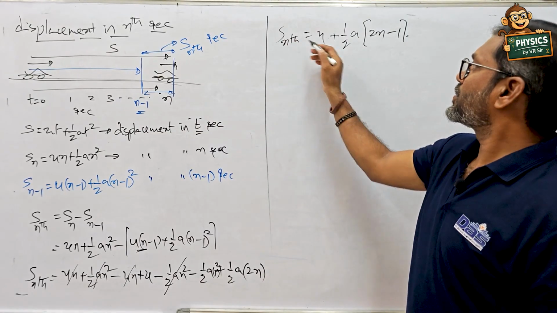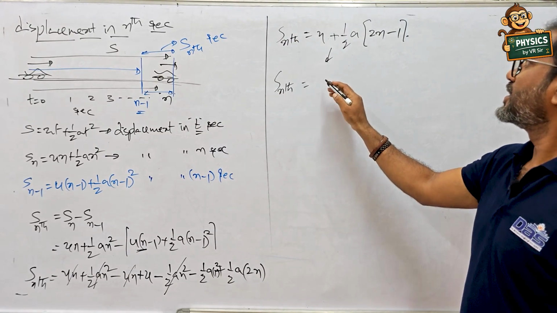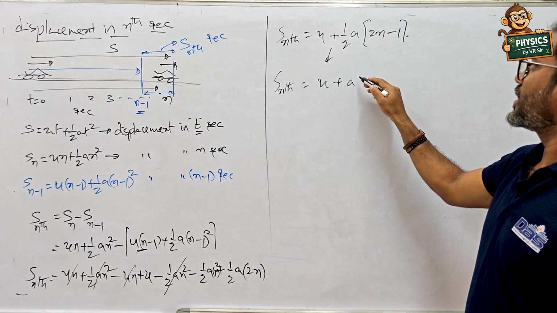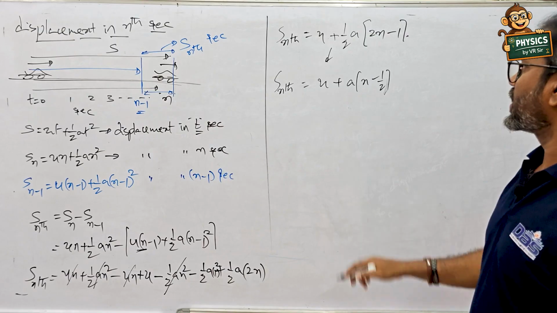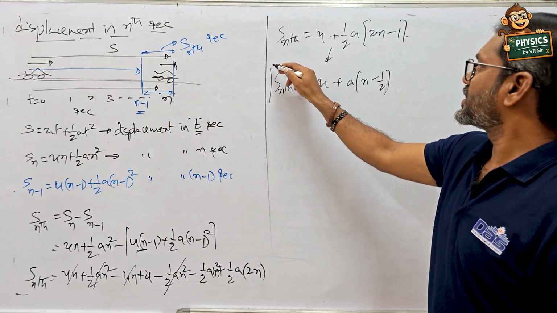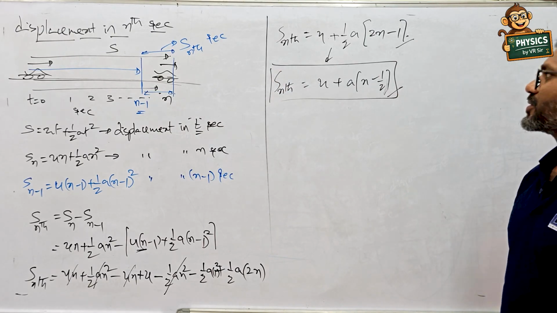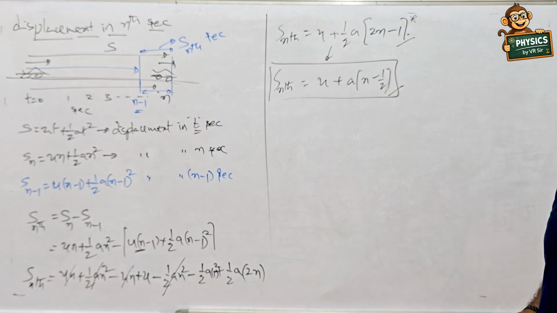So this is the displacement in nth second, or we can write the displacement in nth second as u plus a into (n minus 1) by 2. Either this formula or this formula we can use. Let us follow this formula.